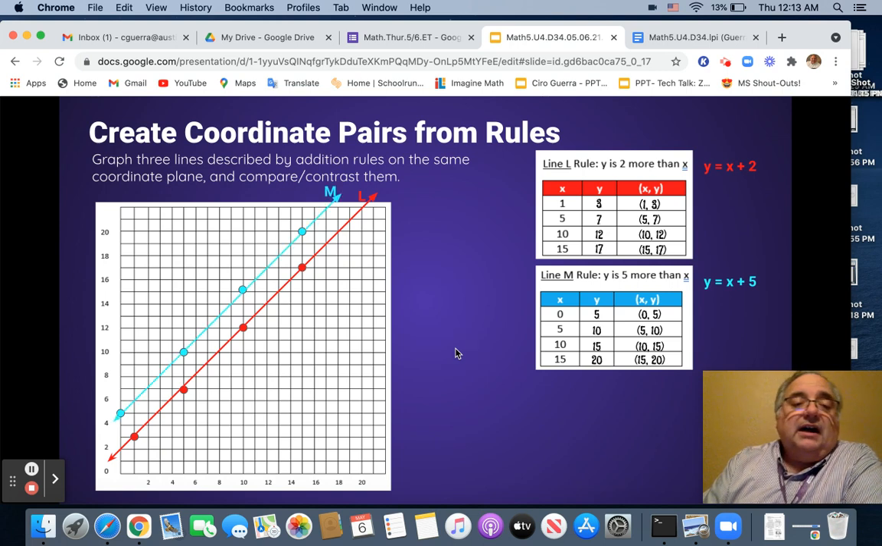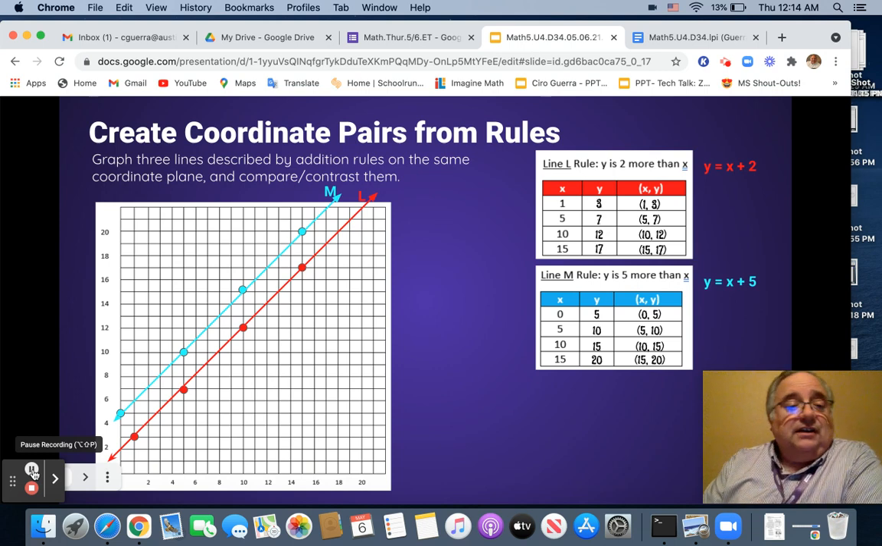I then draw my line and I label it M. I make sure the arrows are going straight out and straight down. But I'm seeing a pattern right here. If I can look at both of these lines, I see that these lines do not intersect. So what are these lines called? Pausing the video.